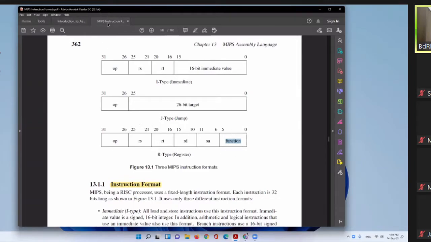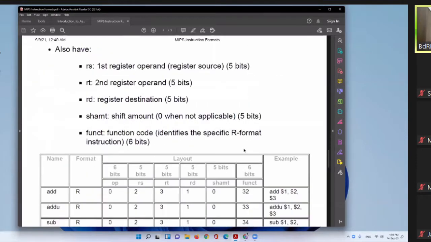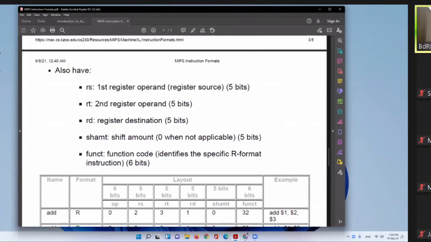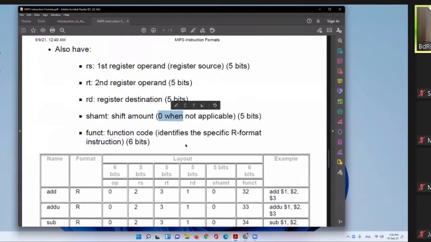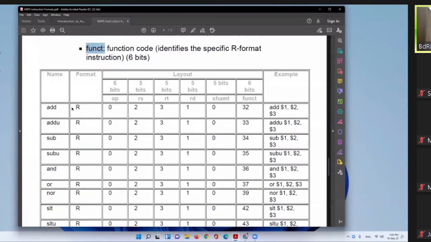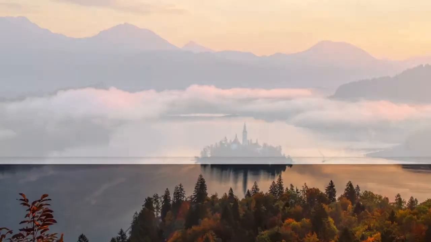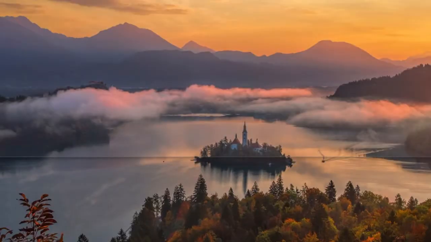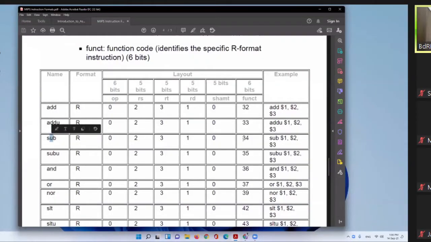For example, this. RS is the first operand, RT is the second operand, RD is the destination register, SHAMT is the shift amount, most of the time 0, and the function is based on the opcode. So let us see, for example, for the add operation, the function code is 32. For addU, it is 33. Sub 34, subU 35, like this.